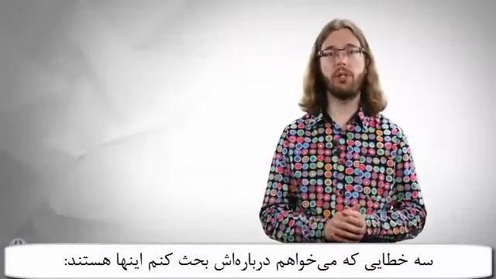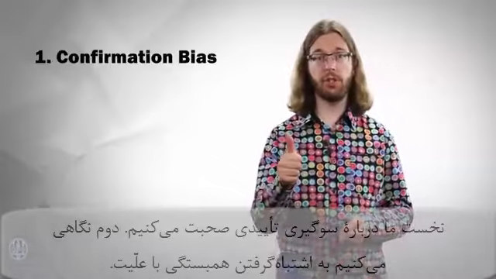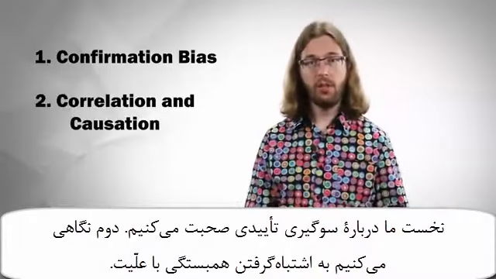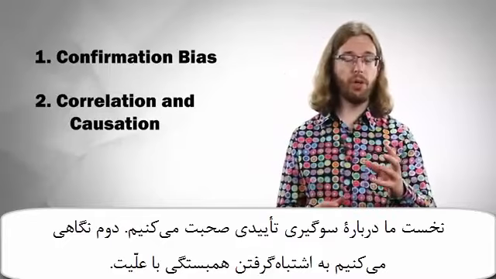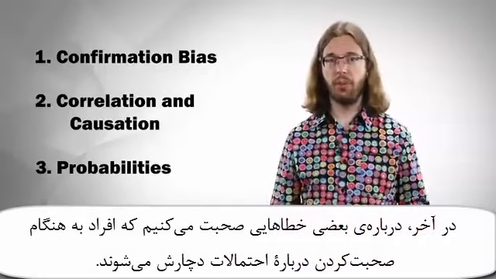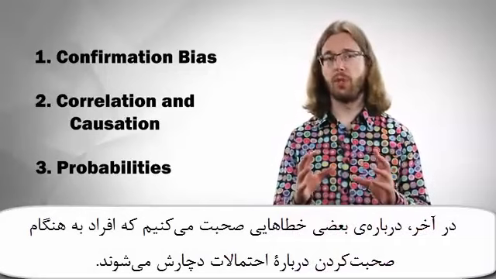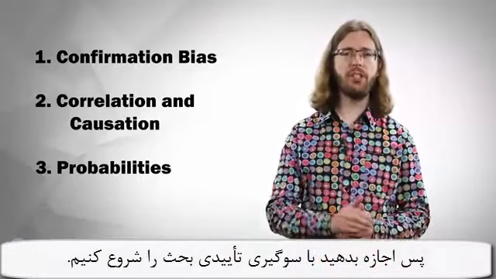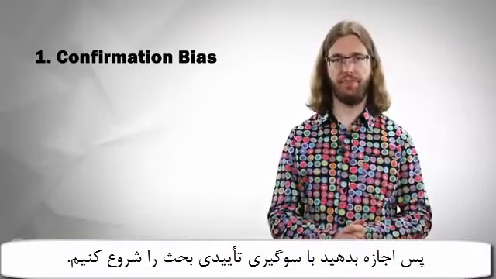The 3 errors that I want to discuss are the following. First, we'll talk about confirmation bias. Second, we're going to look at the confusion of correlation with causation. And finally, we'll talk about some of the mistakes that people make when reasoning about probabilities. So let's start with confirmation bias.